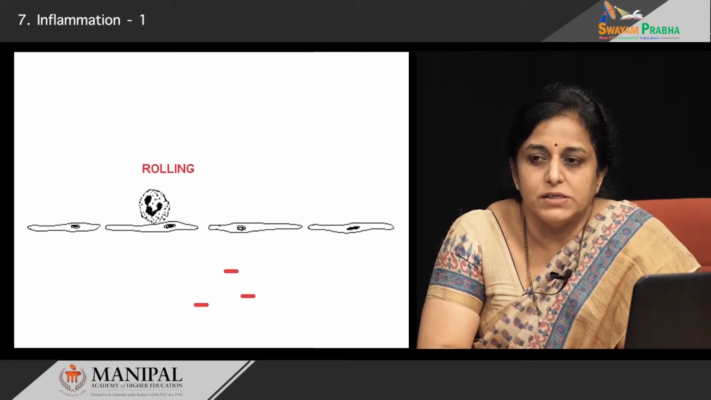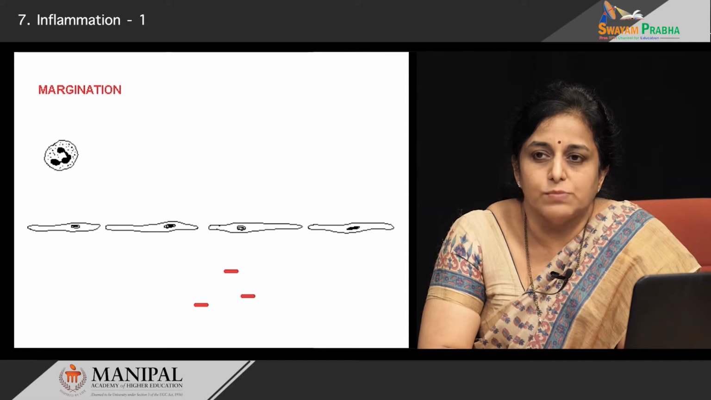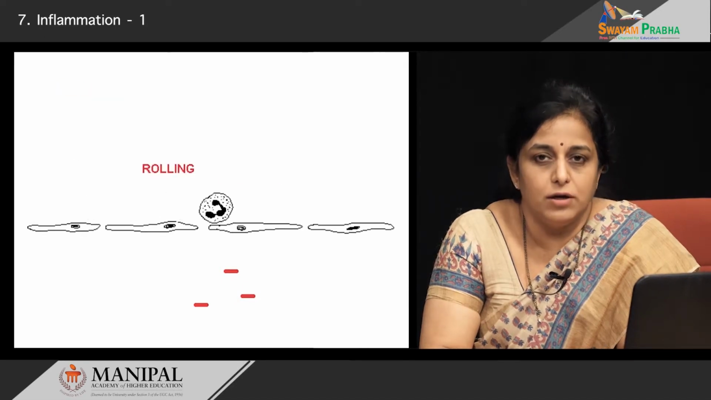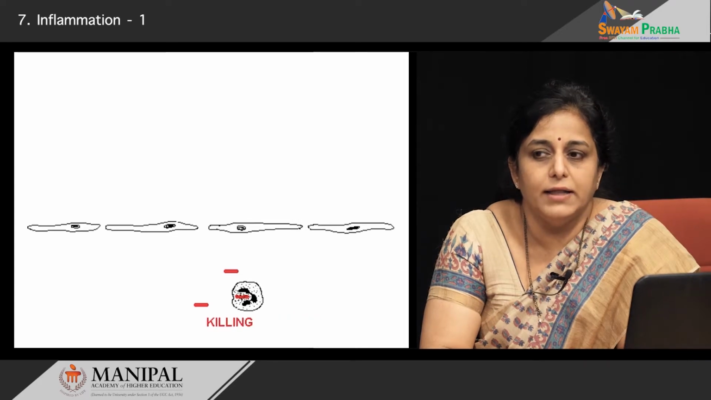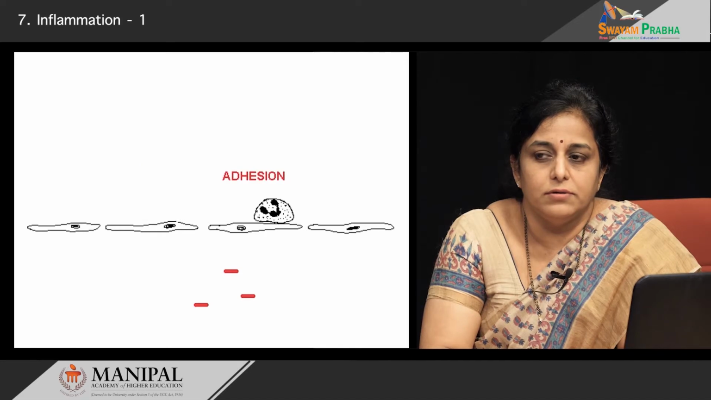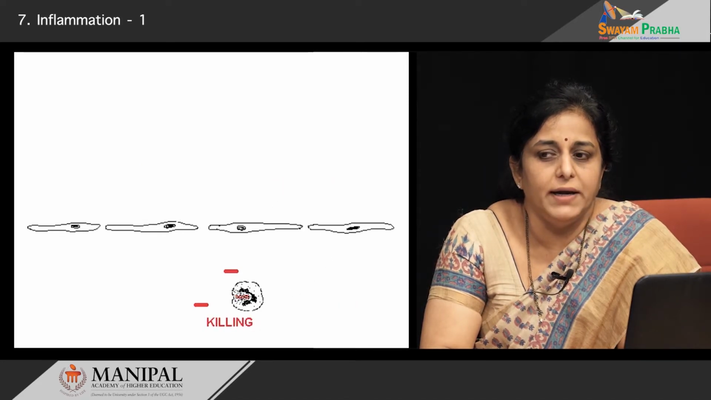So, this picture shows all these steps in an animated format. You can just observe this for a while. There is margination of leukocytes towards the periphery, rolling, adhesion, transmigration, diapedesis and chemotaxis, followed by killing.